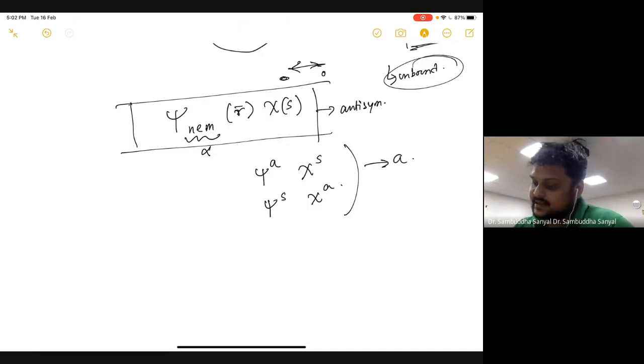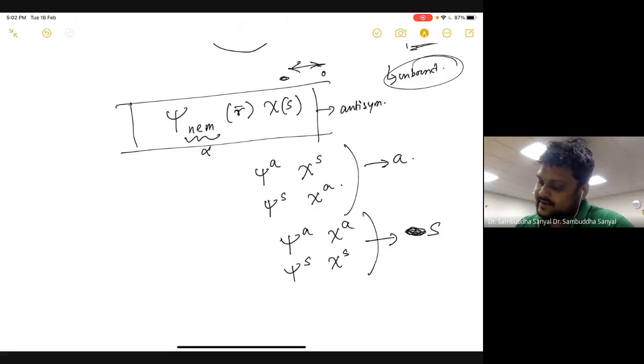The other option is that both are symmetric, or both are antisymmetric. In that case, the whole thing will become symmetric. Right? These are the only two possibilities.